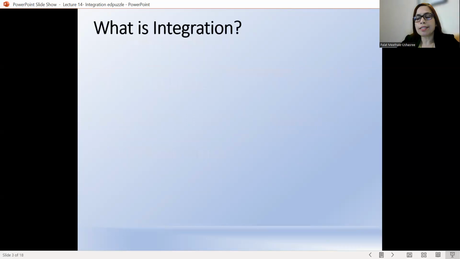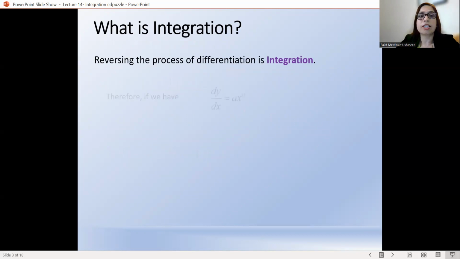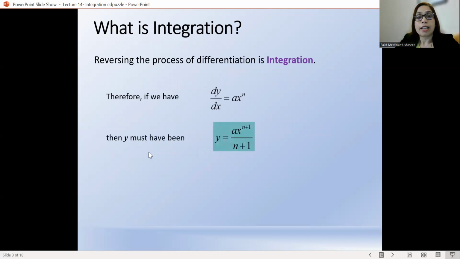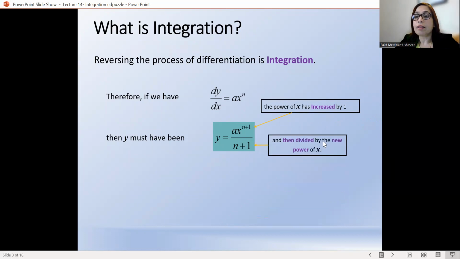So what is integration? Integration is simply a reverse process of differentiation. So if we have a differential function dy by dx is equal to a times x to the power of n, then y must have been a x to the power of n plus 1 over n plus 1, right? So you can work it out as I have shown here. Very good. So the power of x has increased by 1 and then divided by the new power of x.